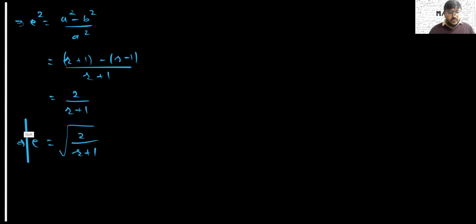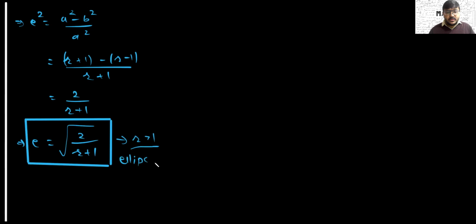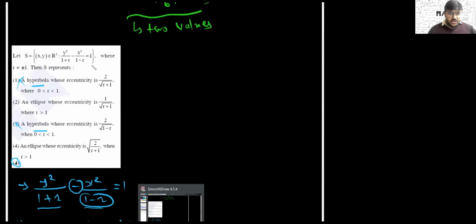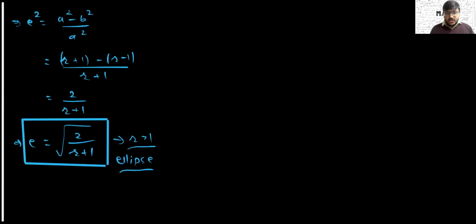And this is for which value of r? This is for r greater than 1, representing an ellipse, right? And now when you check the options, you will get your answer that this equation will represent an ellipse with eccentricity root of 2 by r plus 1. So D is your answer. Clear, everyone? So in this case also, you need a proper understanding of conic sections, right? So let's move on with the next question.